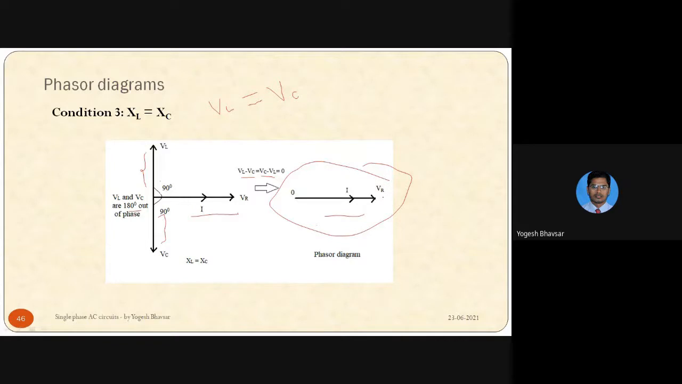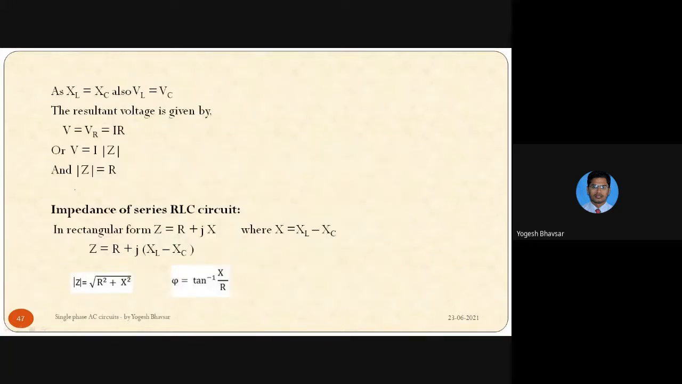Right? So the voltage VR and current I are in phase with each other. So for XL equal to XC, the resultant RLC circuit behaves as a purely resistive circuit. As XL is equal to XC, VL is equal to VC, and the resultant V is equal to VR, that is equal to IR, or V is equal to I into Z. The circuit is purely resistive, so mod of Z is equal to only R.